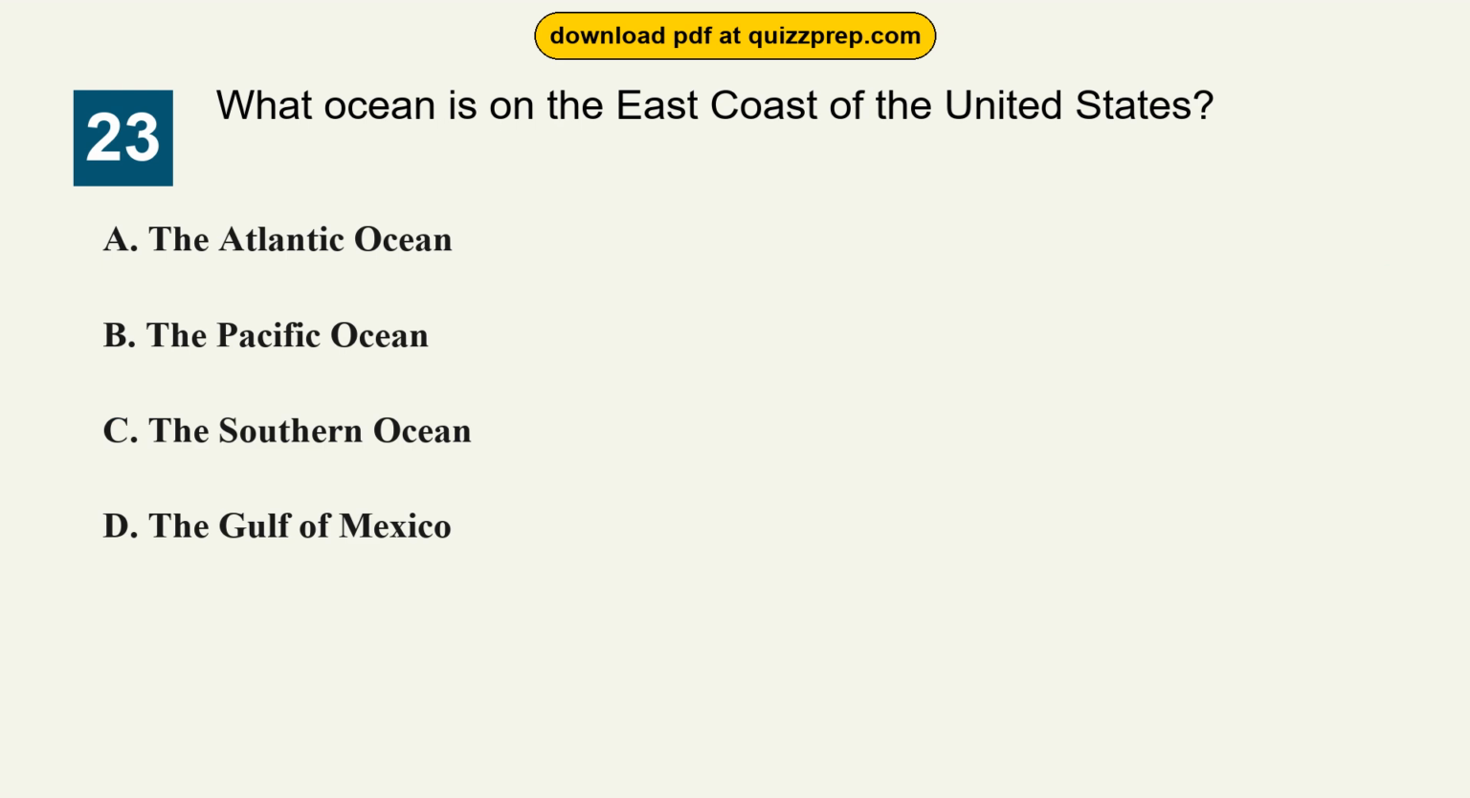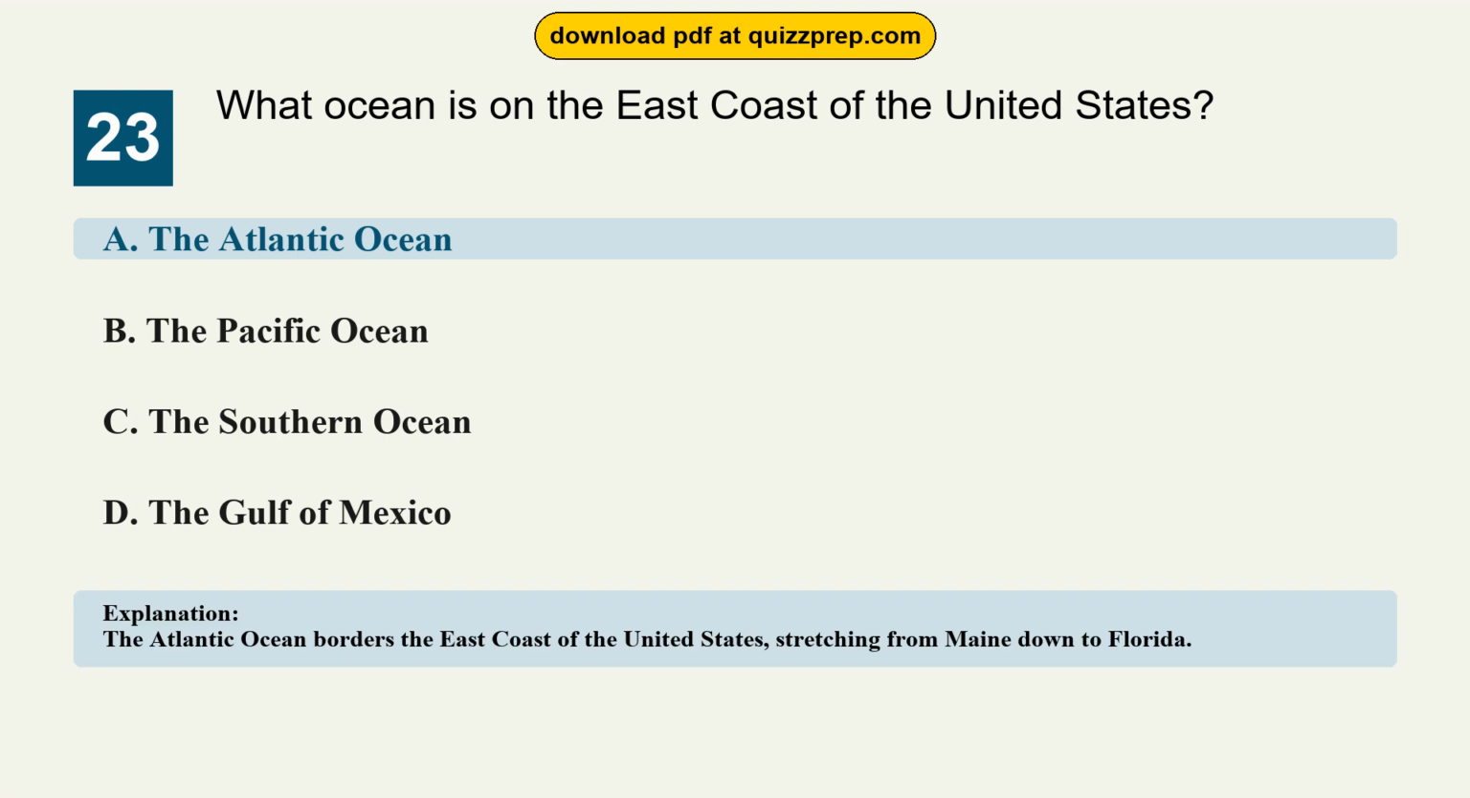Question 23. What ocean is on the east coast of the United States? Option A. The Atlantic Ocean. Option B. The Pacific Ocean. Option C. The Southern Ocean. Option D. The Gulf of Mexico. The correct answer is option A. The Atlantic Ocean. The Atlantic Ocean borders the east coast of the United States, stretching from Maine down to Florida.